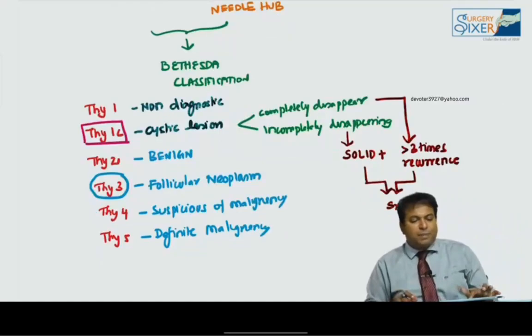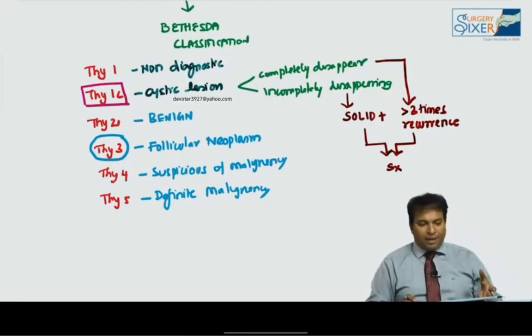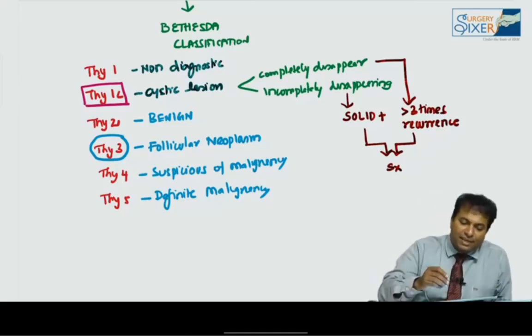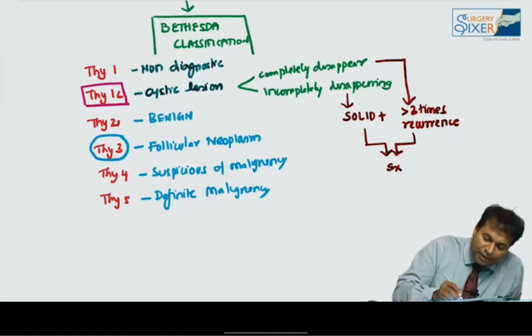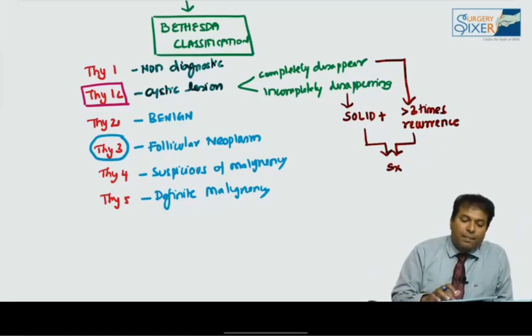So please don't forget, this is the Bethesda classification. The Bethesda classification helps us to decide the management. Thy1 is non-diagnostic, Thy1C is cystic, Thy2 benign, Thy3 follicular, Thy4 suspicious of malignancy, Thy5 is definite malignancy. So please don't forget the Bethesda classification of thyroid pathological examination.